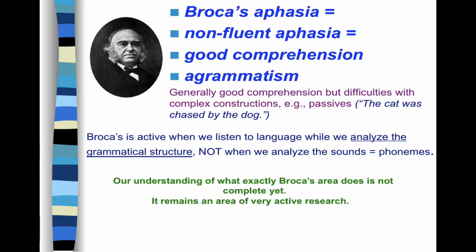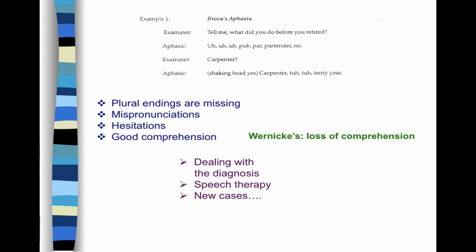That's another area that we'll get to in a moment. So I want to tell you, though, that our understanding of what exactly Broca's area does is not complete yet at all. It remains a very active field of research. I'm giving you an example here between an examiner, a medical examiner, and an aphasiac, a person who has aphasia, and this is Broca's aphasia.